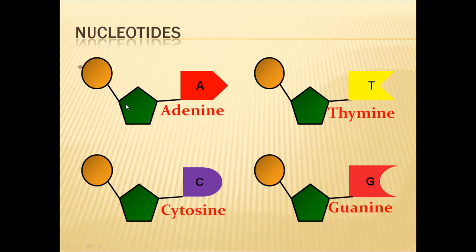When these nucleosides are attached to one phosphate group, they form nucleotides. What are the names of the nucleotides? Deoxyadenosine monophosphate, dAMP; deoxythymidine monophosphate, dTMP; deoxyguanosine monophosphate, dGMP; and deoxycytidine monophosphate, dCMP. These are the names of the nucleotides present in DNA.